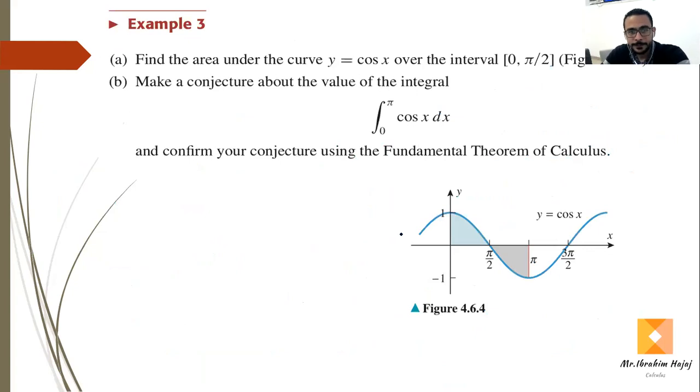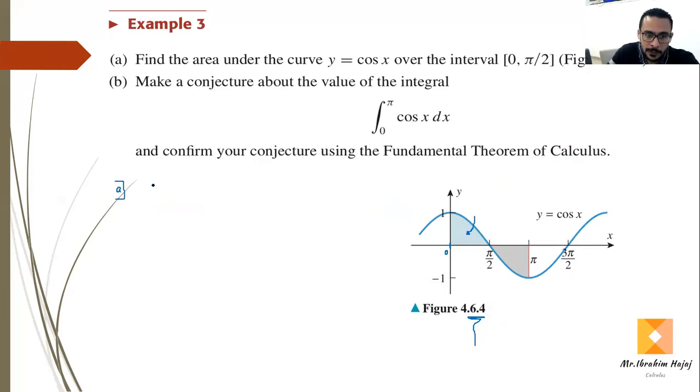Next question, example 3. Find the area under the curve cosine x. The graph is figure 4.6.4 that you are seeing, the graph of cosine. He's asking to find the area between 0 and pi over 2.